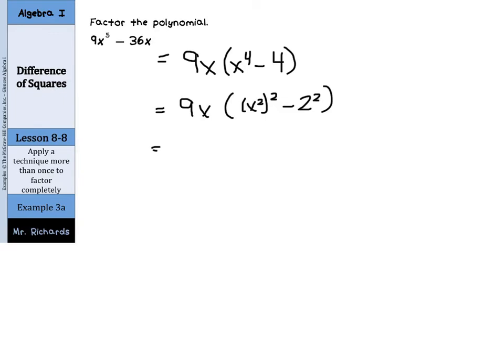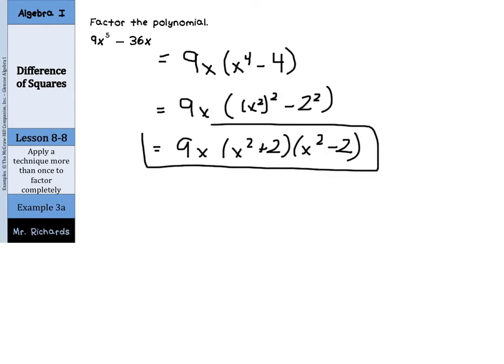Now we can rewrite this as x squared plus 2, and then x squared minus 2. And if I look, this 9x, as far as I can take that, x squared plus 2 is as far as I can take that, and I can't apply anything here to x squared minus 2 because I can't take this 2 apart any more than I have. So this is my factored answer, 9x times x squared plus 2 times x squared minus 2.